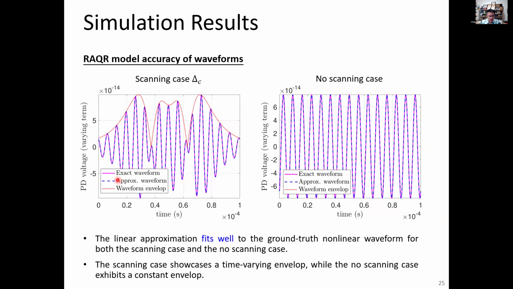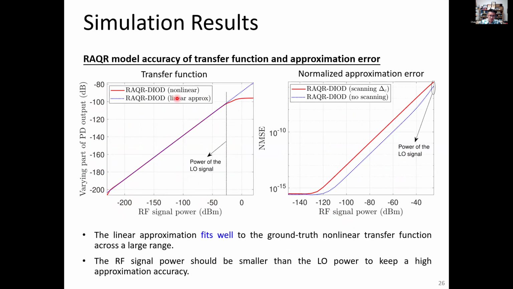Over here you can see this is the RF signal power, the radio signal power coming in. And then this is the PD output, the photo detector output. You can see there are two versions: one is the non-linear, and one is the linear approximation. What you can see is that over this whole region, the linear approximation that we use matches quite well.